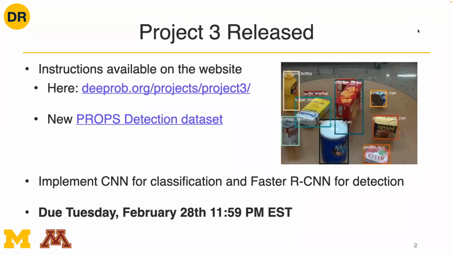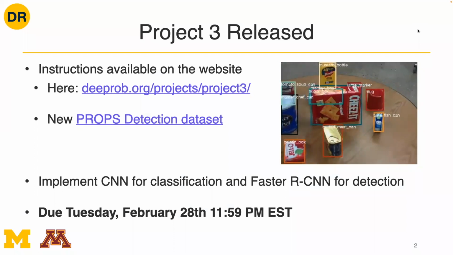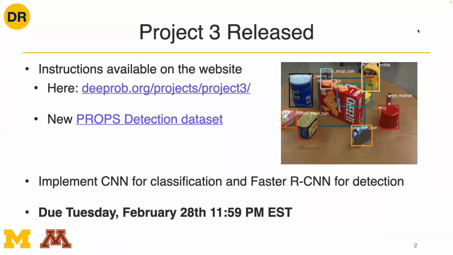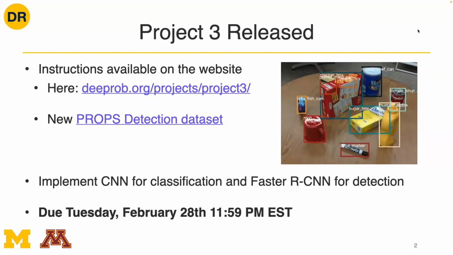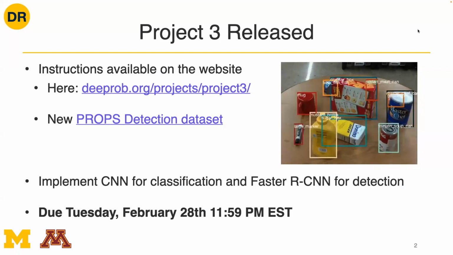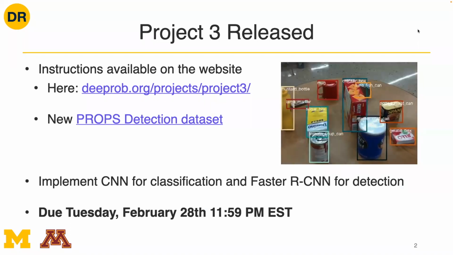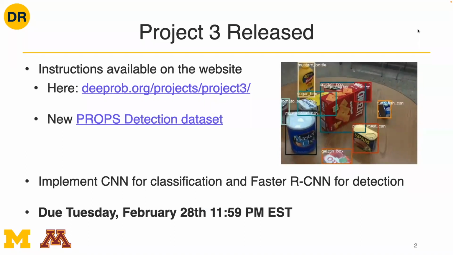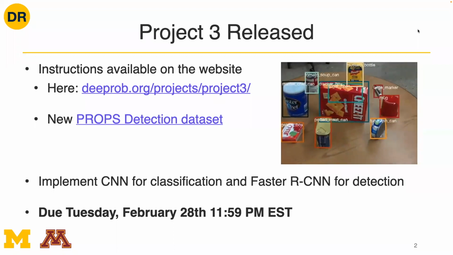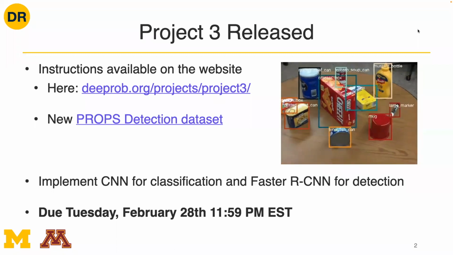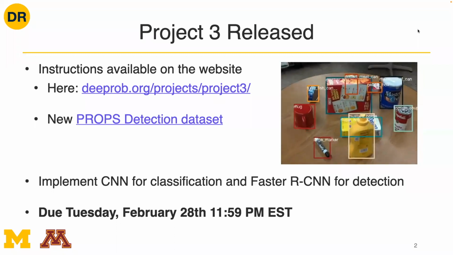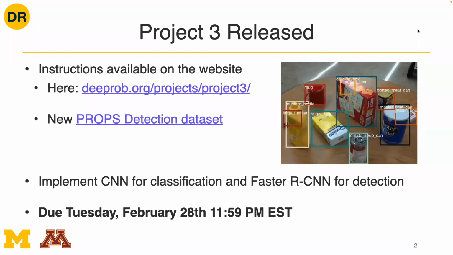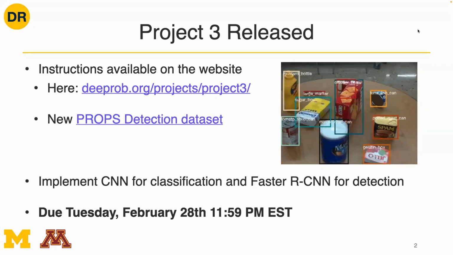These are officially objects from the YCB object and model set. These images were collected in our lab upstairs, and the labeling was done upstairs as well. Detection is what we're going to be talking about today, so you'll get more exposure to what detection really is and how to implement some of the algorithms. We have this new dataset, which is exciting.